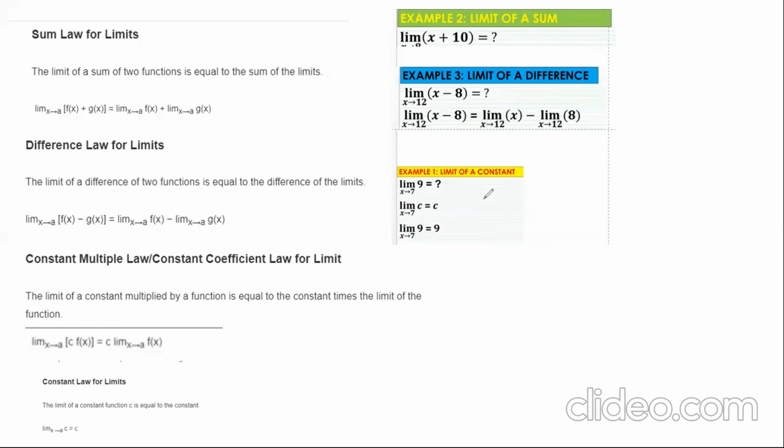Limit of a constant. Just we discussed already. So limit as x tends to 7 of 9 is directly 9. Limit x tends to 7 of C is C itself. Limit x tends to 7 of 9 is 9. Understood? Yes. Very good. Let us move to the next laws.